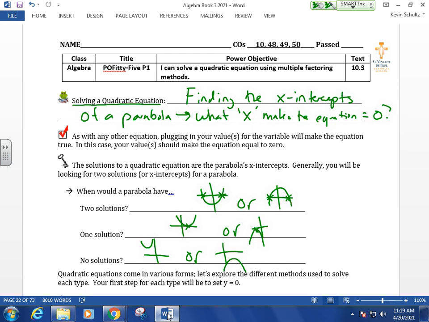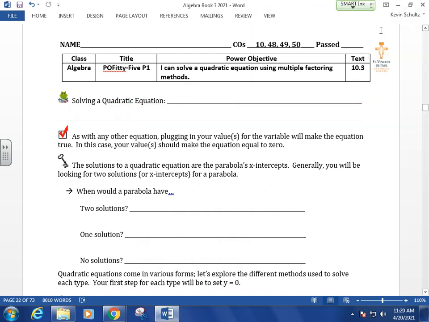You always need to be open to looking for two solutions, but understand that there might only be one solution, where the vertex is on the x-axis, or no solution, where it doesn't cross. Okay? Questions so far? Okay. Let's look at some practice here.